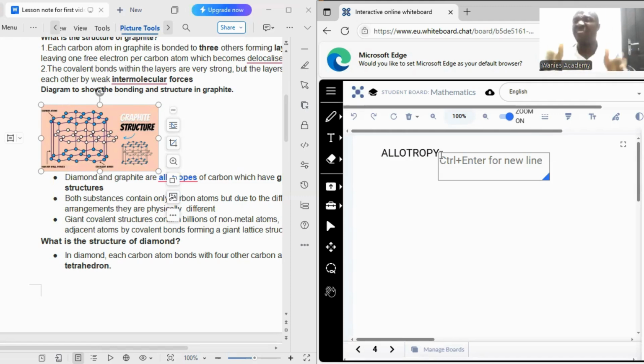So in essence, we have enough mobile electrons in graphite. This accounts for the high conductivity of graphite. So graphite is a very good conductor of electricity. Now, quickly, I would like to go to some of the uses of graphite.